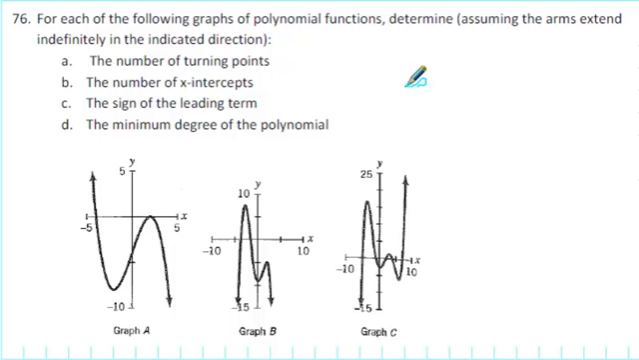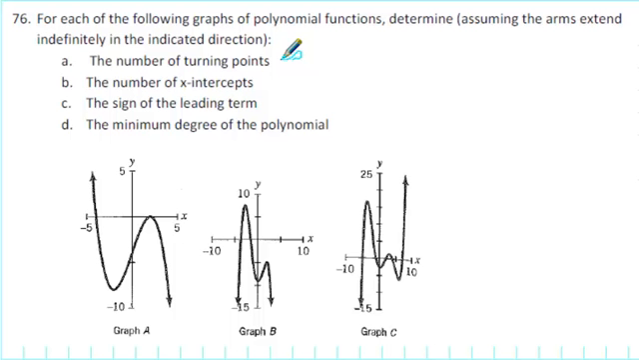For each of the following graphs of polynomial functions, determine the number of turning points, the number of x-intercepts, the sign of the leading term, and the minimum degree of the polynomial. Well, let's start off with part A. Determine the number of turning points.